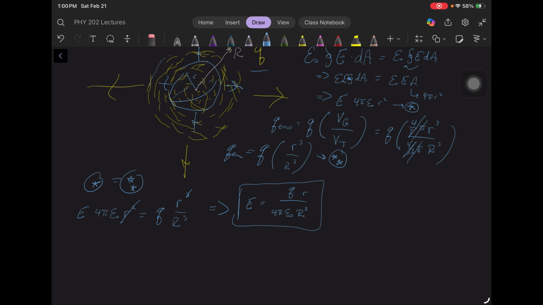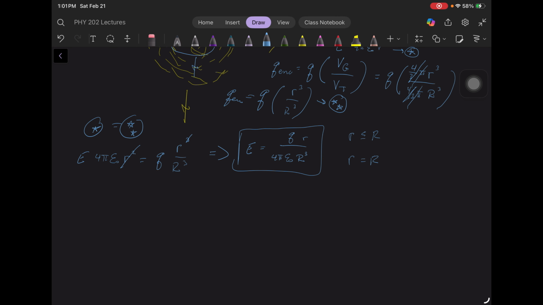And so that's the electric field for little r less than or equal to big R. And I encourage you to see what happens when little r is equal to big R. See what we get, and see if that makes sense from the shell theorem. I'll leave that as an exercise for y'all to do.